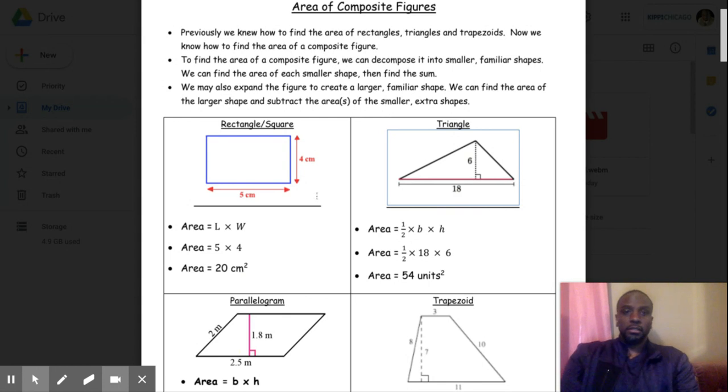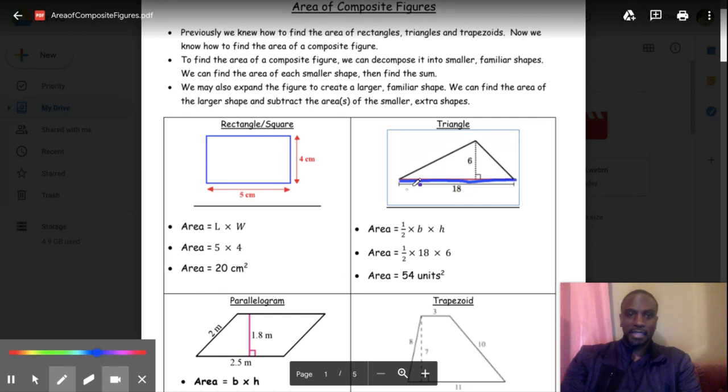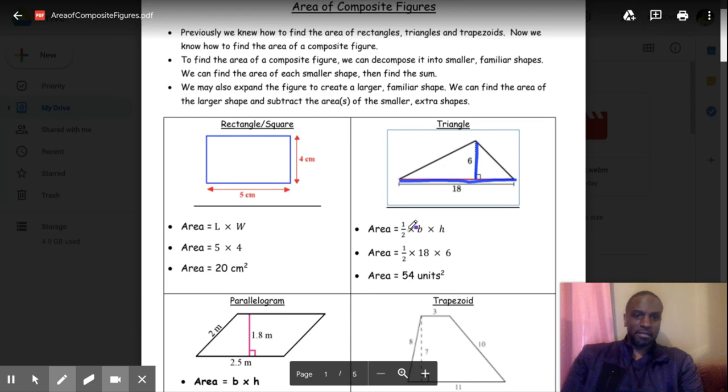Now, the next one, triangles. Triangle is always base times height. Do not forget that you have to divide it by 2. So here we go. This was the base, okay? Every triangle has a height. The height goes straight up and down. This is the height, and then it's base times height divided by 2, or 1/2 times base times height, okay? So the base is 18. The height is 6. 1/2 times 18 is 9. 9 times 6 is 54 units squared. Okay, here we go. Keep going.